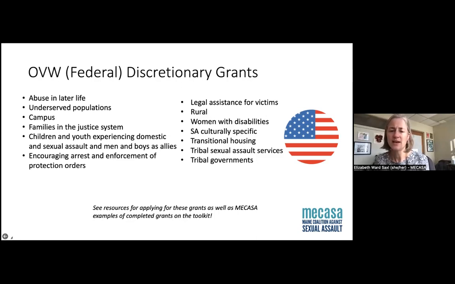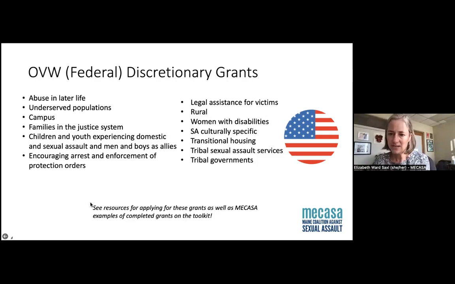Disabilities grant, we finally have gotten one of those as a sub-grantee. We're so excited. A project with Disability Rights Maine, highly competitive. I think there were 7 awards nationally. We're really excited about that. It's going to be awesome. SA culturally specific, I know that IRCM has held one of those in the past. Tribal sexual assault services, our Wabanaki friends are eligible for, ditto tribal governments.